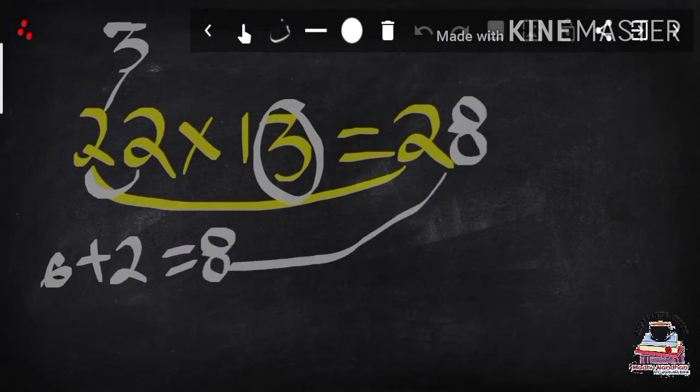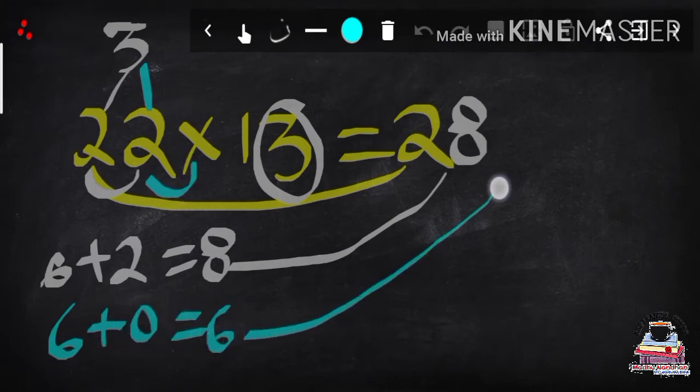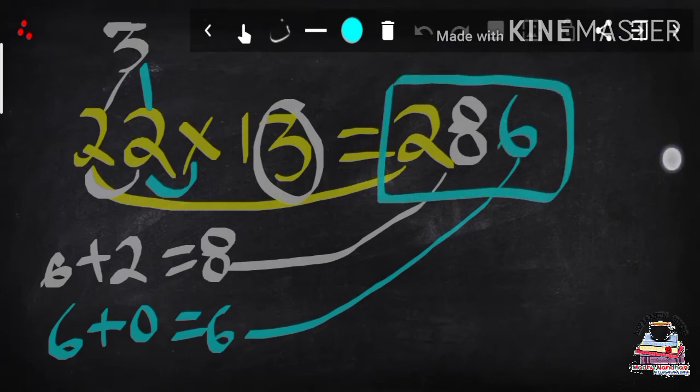And then to get the next digit, again I multiplied 2 with 3, that is the second digit of the given number, and then there are no digits after 2, so I take it as 0. So the final answer for 22 into 13 is equal to 286.